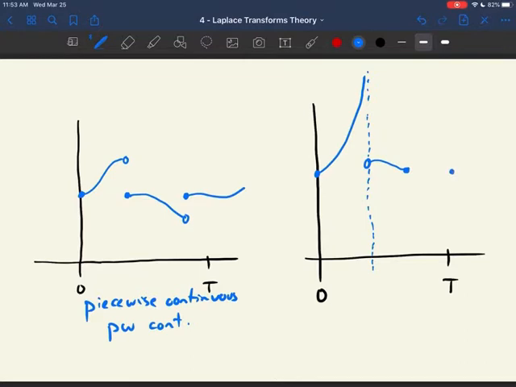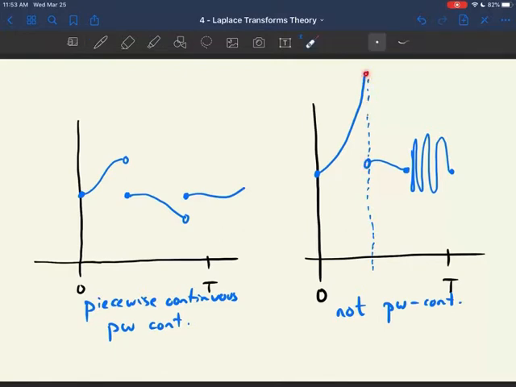But another way is if the function is oscillating a lot. That's another way that our limit could fail to exist. So if the function oscillated back and forth so that the limit didn't exist. So this is not PW continuous. This has 2 points of failure. One where this limit on the right-hand side, this limit doesn't exist.